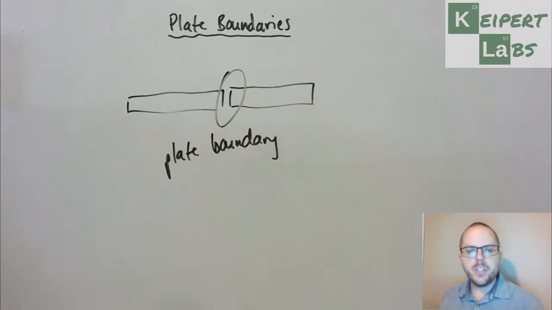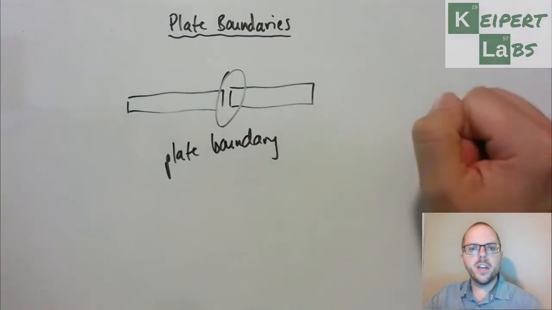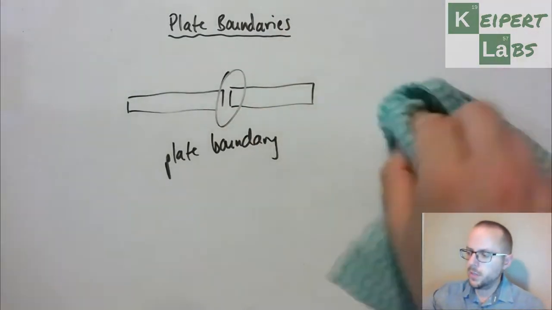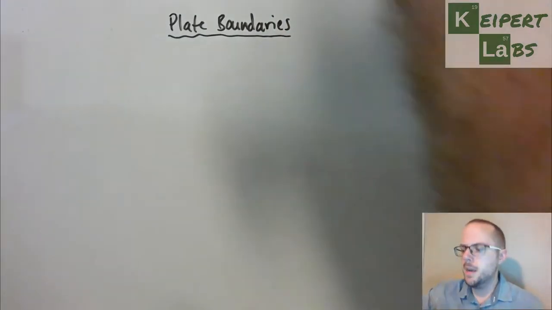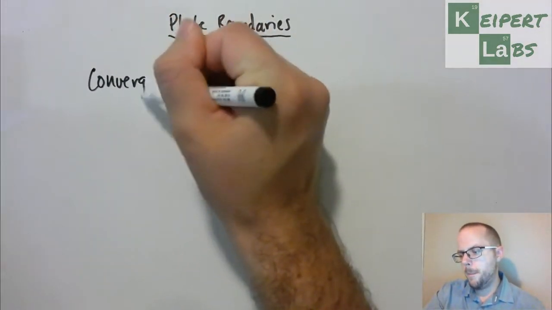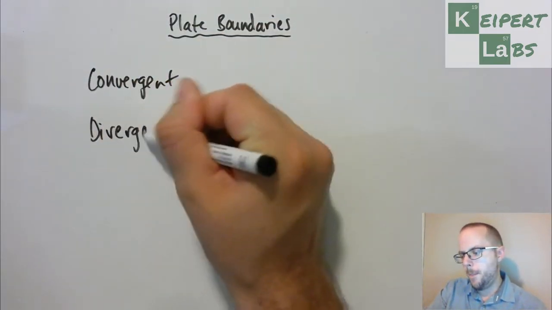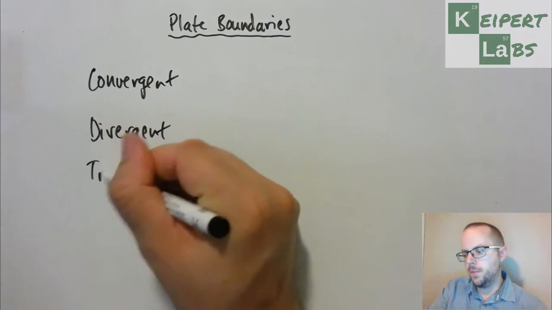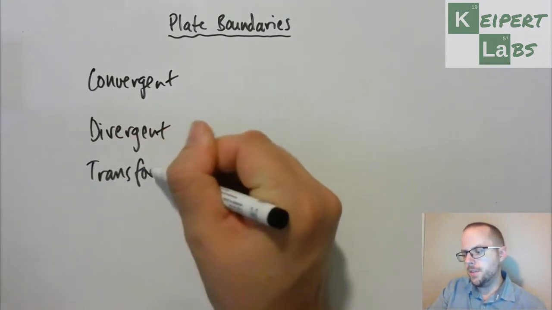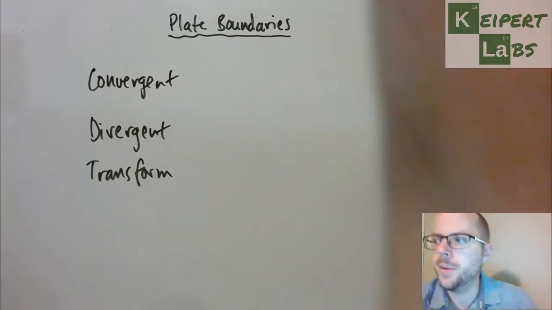Okay, and so depending on exactly what these plates are doing and which direction they're moving in, and what type of crust they are, we're going to see a range of different things that can occur at this boundary. Okay, so boundaries come in three main types: convergent, divergent, and then transform. And we're going to go through these in this video. Okay, so first of all, let's start with convergent.